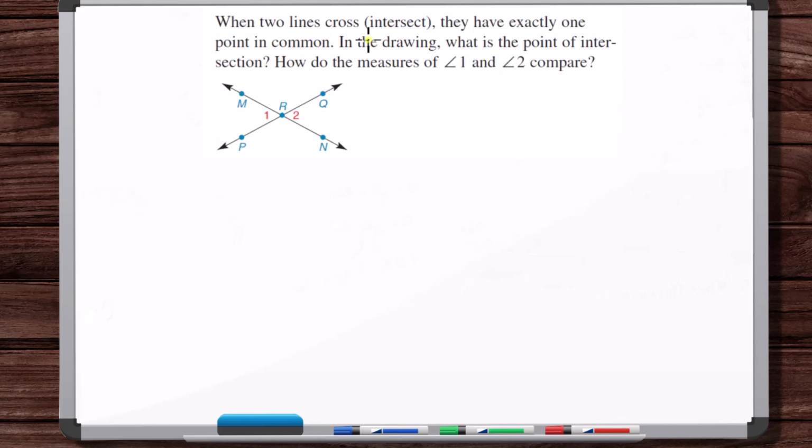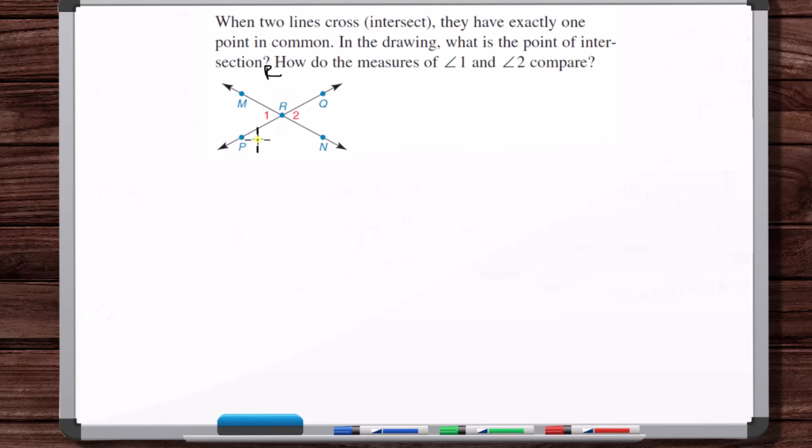When two lines cross or intersect, they have exactly one point in common. In the drawing, what is the point of intersection? How do the measures of angles 1 and angles 2 compare? So when two lines cross, they meet at one point. That point is point R. The point of intersection is point R. Okay, now how do the measures of angles 1 and angle 2 compare?